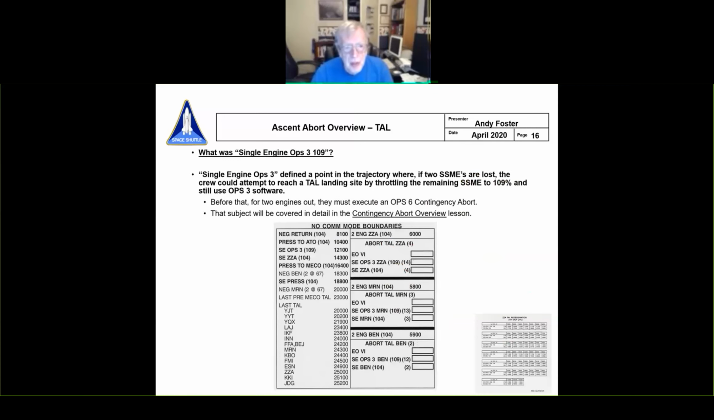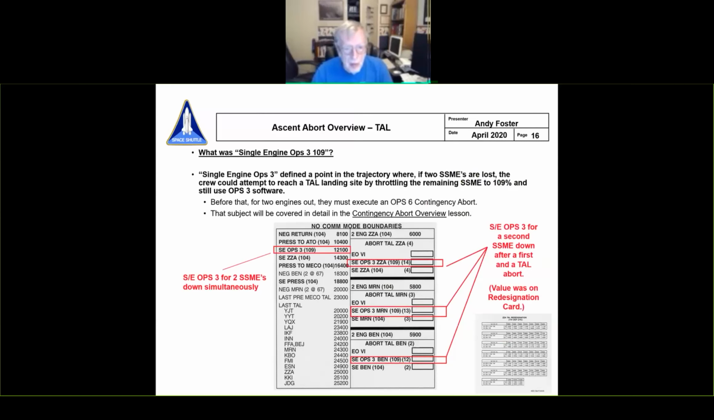We'll mention this for single engine ops 3. I'm not going to go into detail here. Again, there will be a separate high energy, low energy TAL and single engine ops 3 video. We call these droop cases. But it defined a point in the trajectory where if you lost 2 main engines, you could throttle the remaining engine up to 109 and you could still use ops 3 and make it over to your landing site.